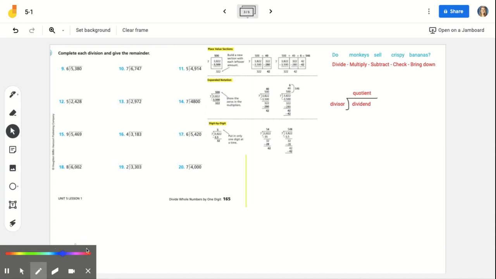We're on page 165 in your activity book. Please have that open and ready, and also please get your pencil ready as well.